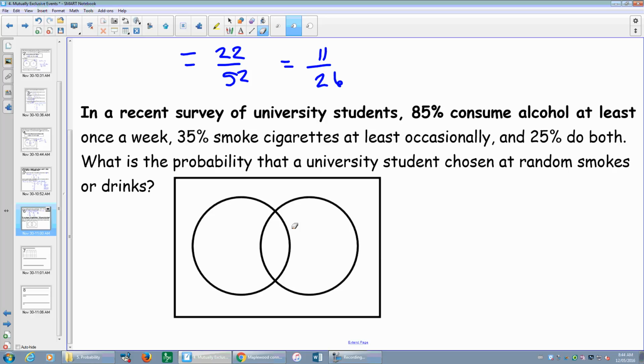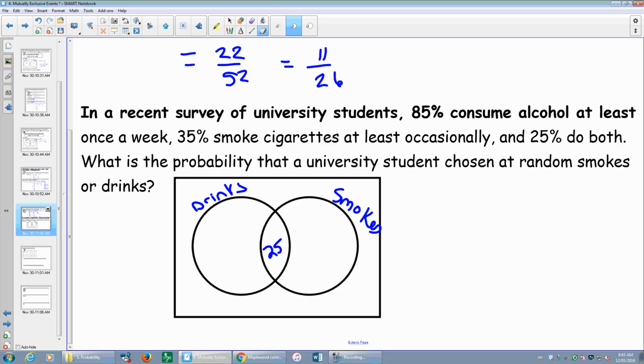So this is dealing with percentages. So I'm going to, again, I have 2 circles here. So I have drinks and smokes. What will I start with when I put this in my, what's the first number I'm going to put in my Venn diagram? Billy, can you help me out? Good. So 25% of students, university students, go in the middle.